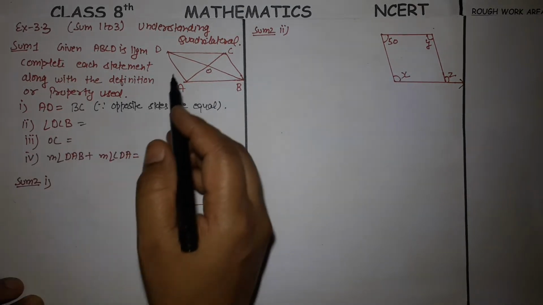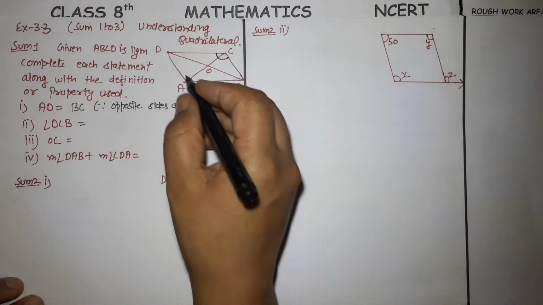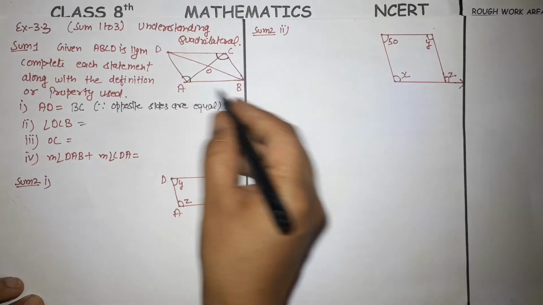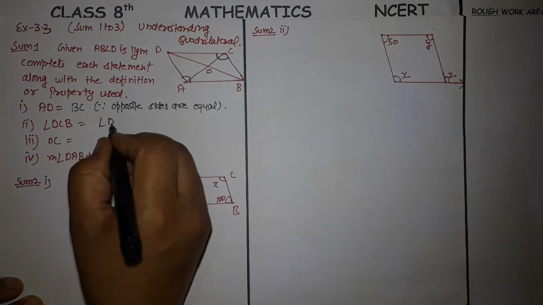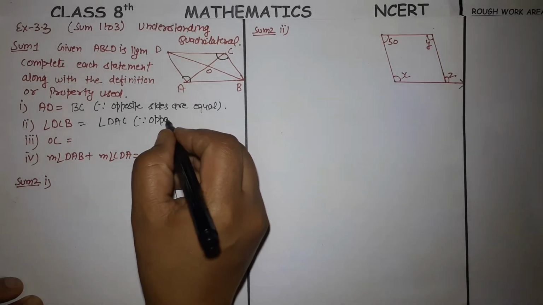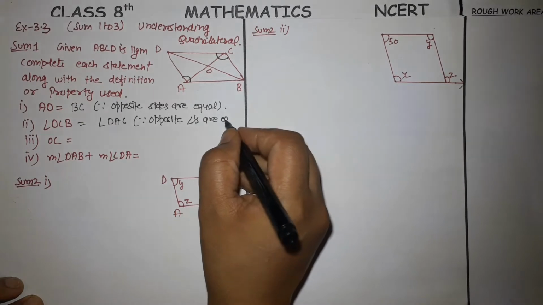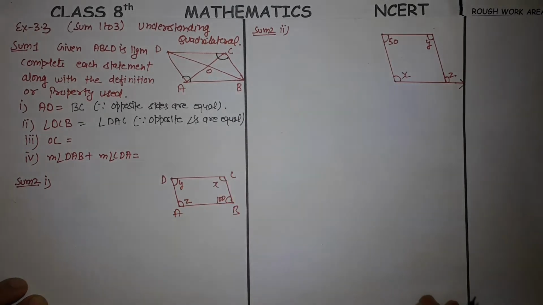Angle DCB equals angle DAB. Reason? Because opposite angles are equal.